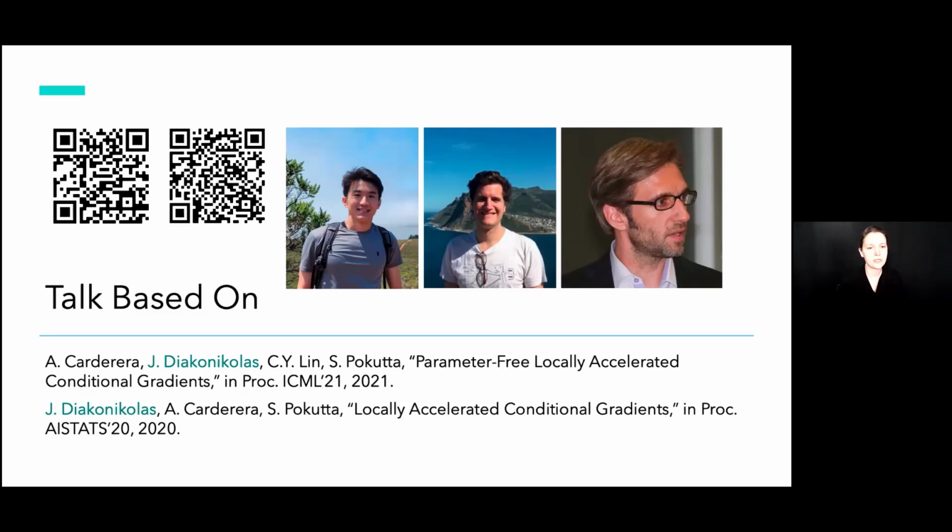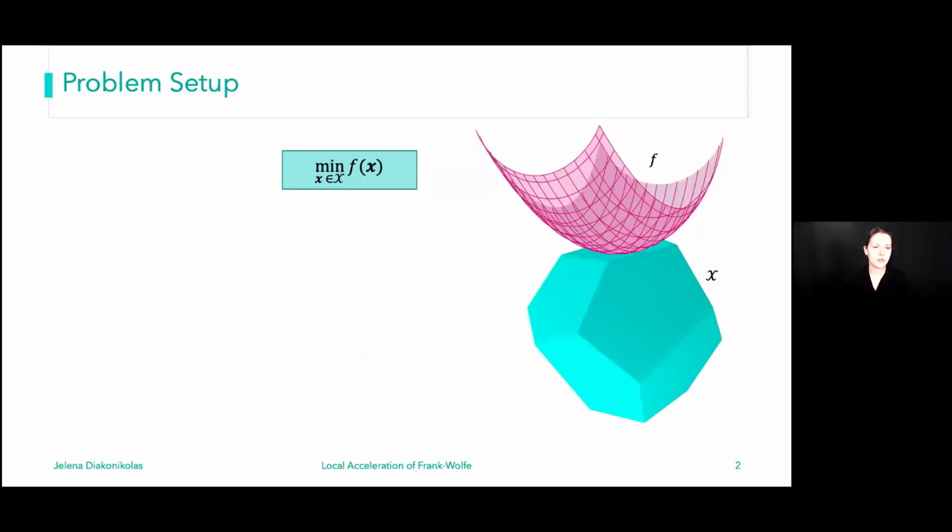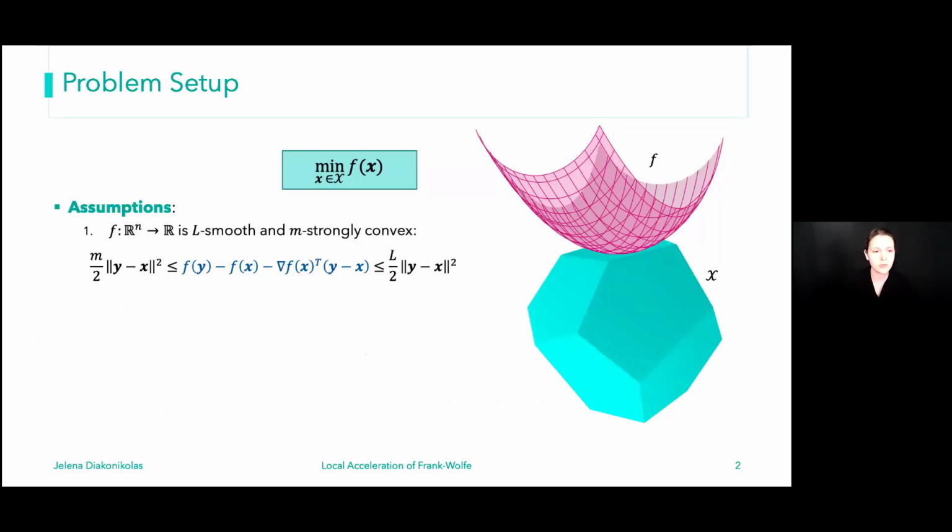So let's start with the problem setup. We are given a convex optimization problem that is a little bit special, where the function we are minimizing is both smooth and strongly convex, which means that if you take any 2 points and you look at the linear approximation of the function, it is bounded both above and below by a quadratic. So the function is kind of nicely curved, but it's also not too steep.